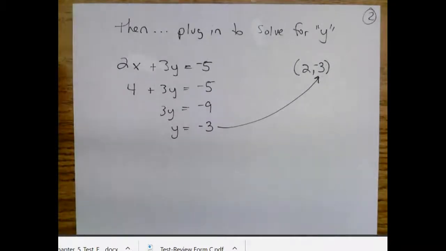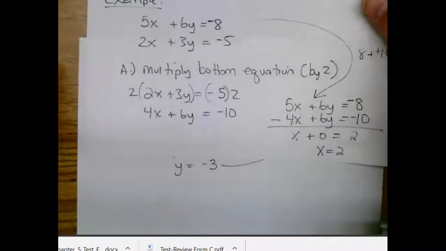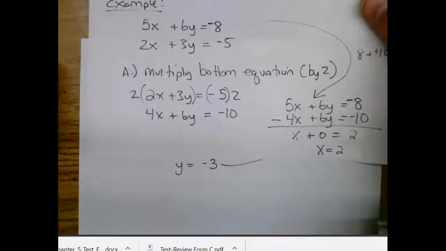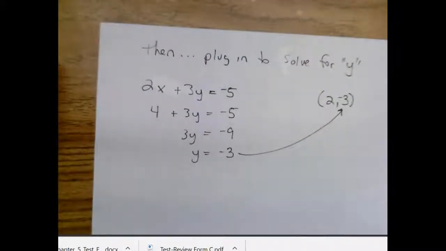Well, we solved for this one initially. This was our 2x plus 3y equals negative 5. So let's just plug this into the 5x plus 6y equals negative 8 to make sure we got the right answer, right? So let me do that math.